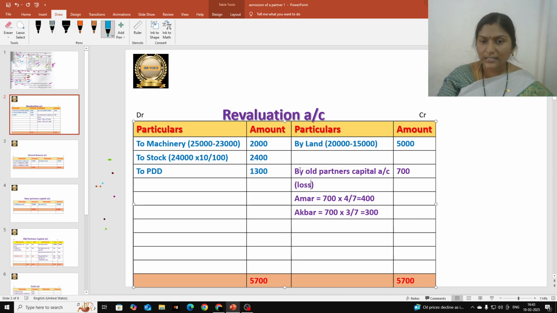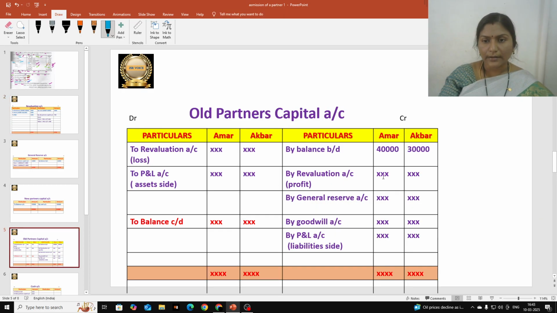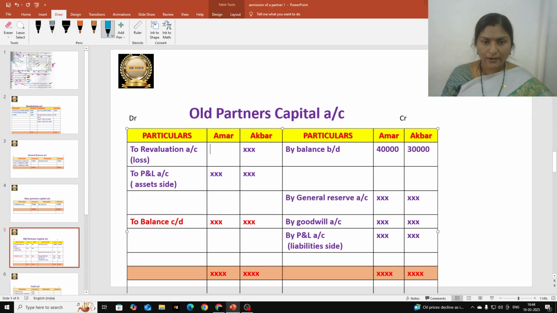Okay, so this is loss, 700 loss, and we distributed 400 and 300. We should take that: for Amar 400, for Akbar 300. Let us go and record there. So we are not going to write on the credit side because profit is not there. It is loss. We will remove this item. And revaluation account loss, how much do we have? 400 and 300. So we distributed in that way.